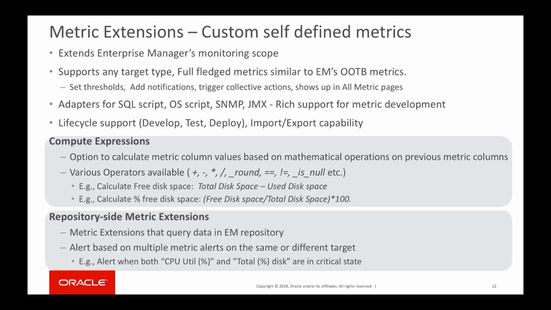Another feature is repository-side metric extension. This is another type of metric extension that allows you to use SQL scripts to extract information directly out of the EM repository. One of the benefits of doing this is that you can set an alert based on the state of multiple metric alerts coming from the same target or different targets. Say you are monitoring a target. CPU utilization and total disk space are the metrics you care about. You can set an alert only when both metrics cross the threshold.